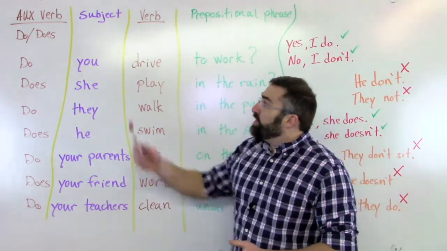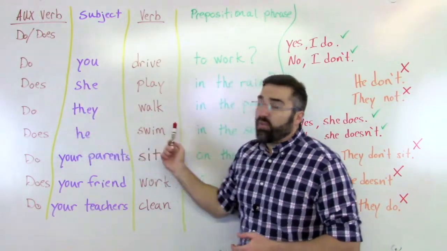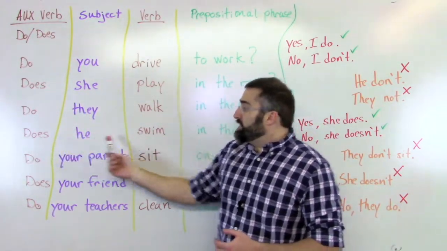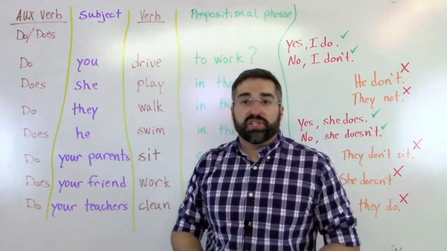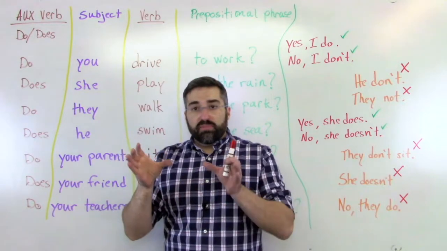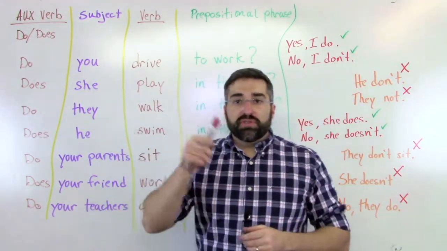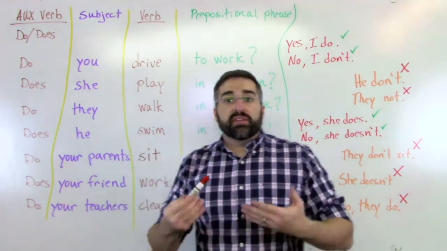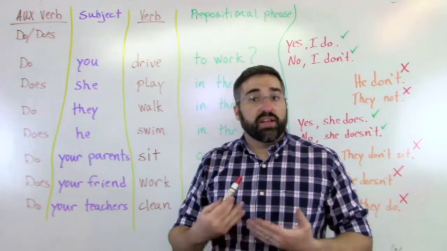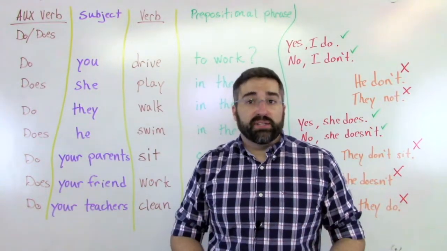So we end up with, do you drive? Does she play? Do they walk? Does he swim? So it creates a question. Do, subject, and then our other verb. So do, subject, verb. This makes us understand it's a question. Otherwise, it's a statement, okay?